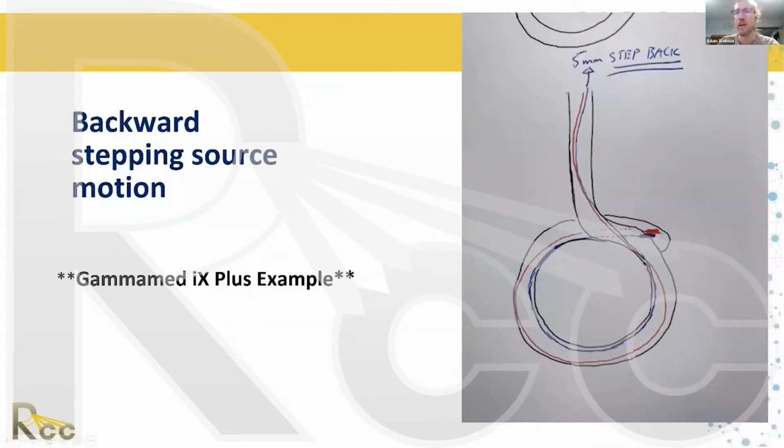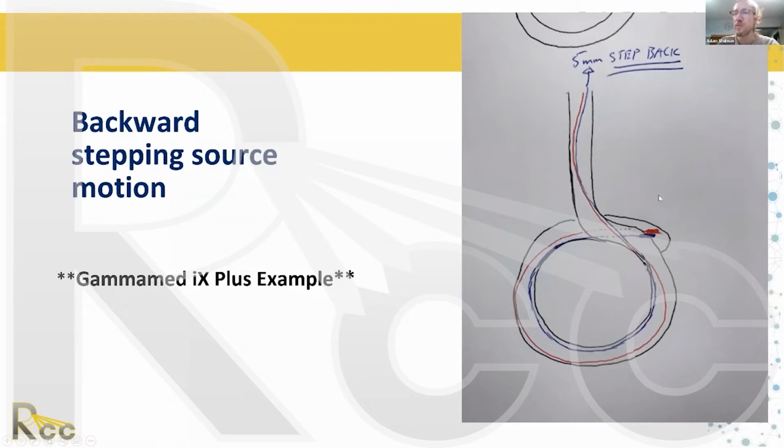Here's another diagram, just a picture I drew. The red one is the source in my Gammamed at 1300. You can see it comes in and goes around the outside, and the source ends up right here. The blue one, I've just pulled back 5 millimeters. What happens? You've got all this gap, all this space here. The first thing it does is just tighten around the ring when you pull. All that motion just tightened it, but it didn't really move the source back very much.